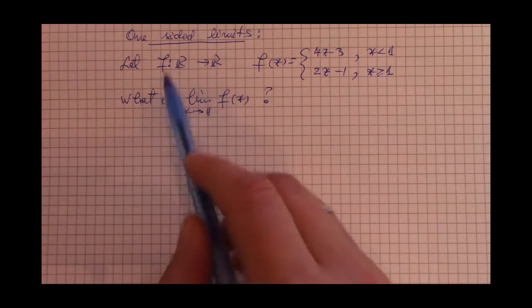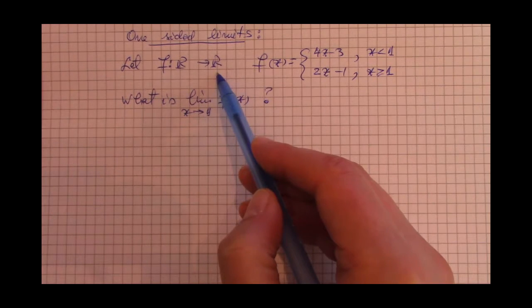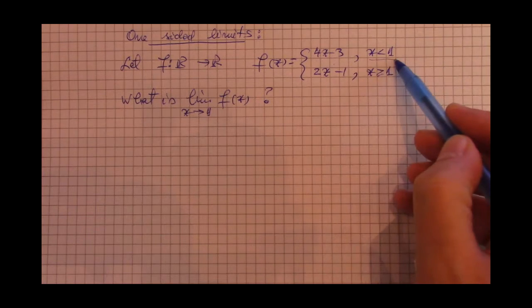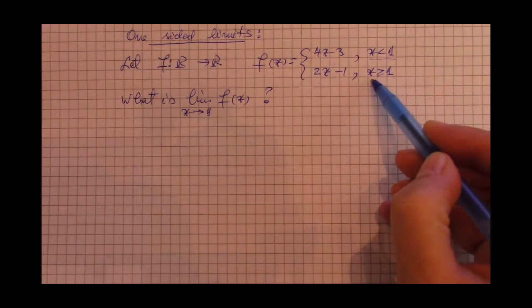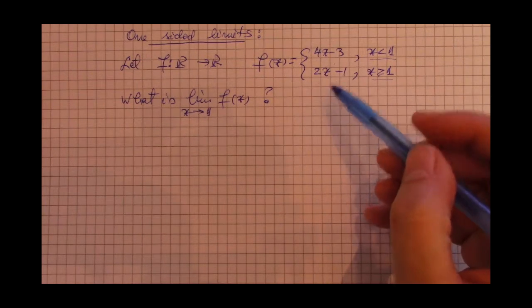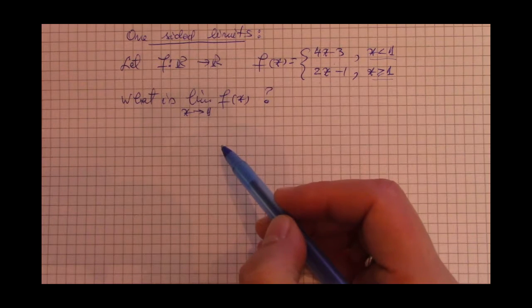All right, let's set up the problem. Given a function f defined on real values with values into the set of real numbers, f of x is equal to 4x minus 3 if x is less than 1, and 2x minus 1 if x is greater than or equal to 1. So this is the function we are going to be looking at. And the question is, what is the limit when x approaches 1 of f of x?